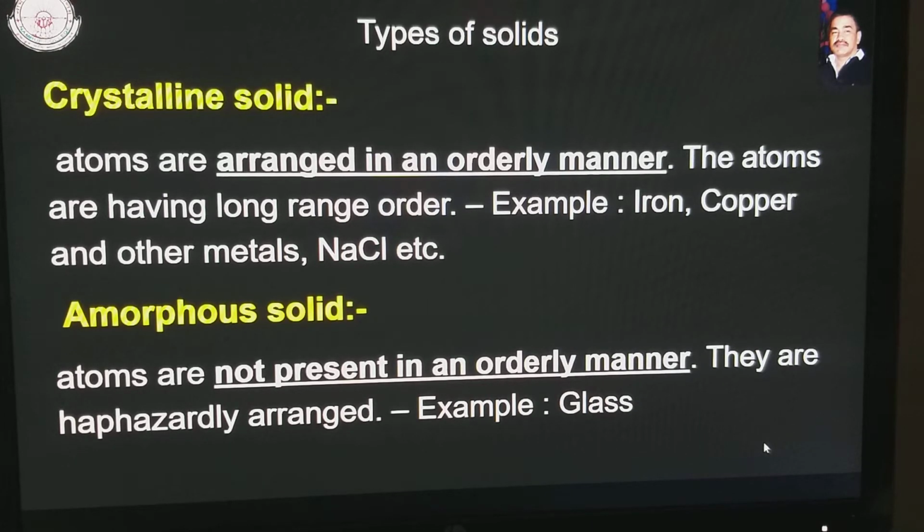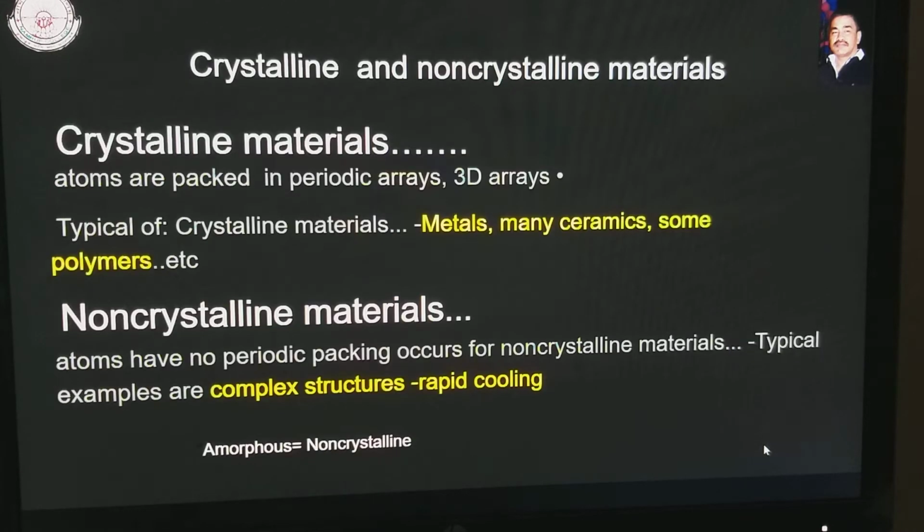So the first difference between crystalline and amorphous solids is that crystalline solids are arranged periodically, but in case of amorphous solids, atoms are arranged haphazardly. There is no definite periodic order.